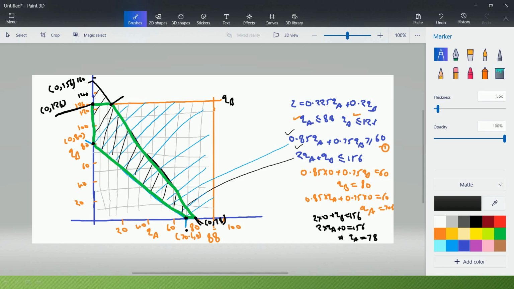QB is equal to 126. So if I put 126, this black line was this. So if I put 126 here, this will be 30. So QA will be 15. So here I will have 15, 126. Okay. So we have 5 points on which we can have maximum profit.